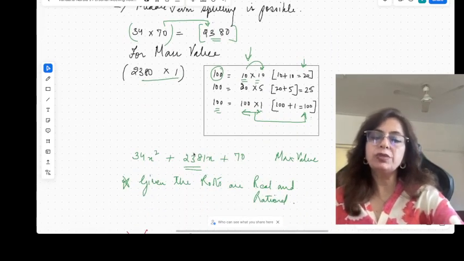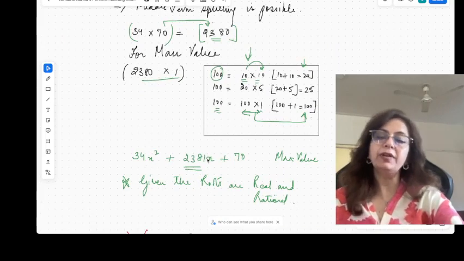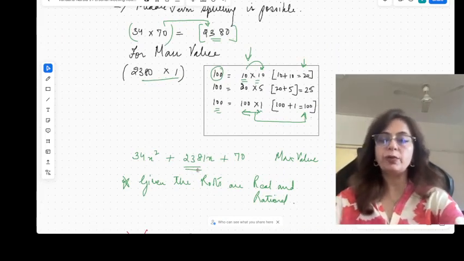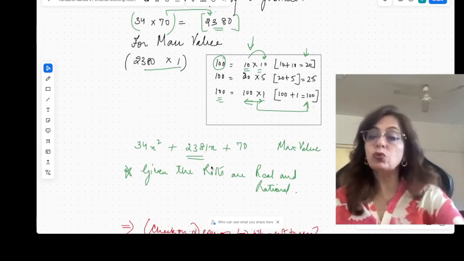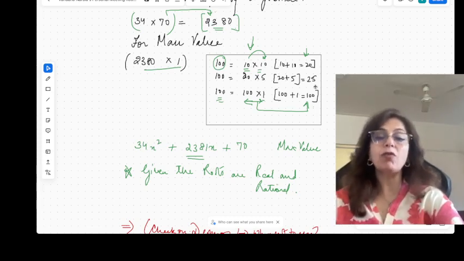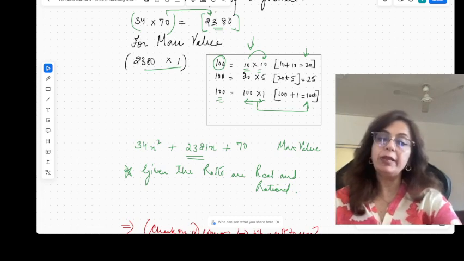Now, there were a few students who tried this question on Desmos, and you'll see that the value on Desmos can go much beyond 2381. And it still gives you some form of roots. But remember, those roots would not be in the form of rational roots. There will be some decimal value that will keep on showing on Desmos as you keep on increasing this value of 2381.